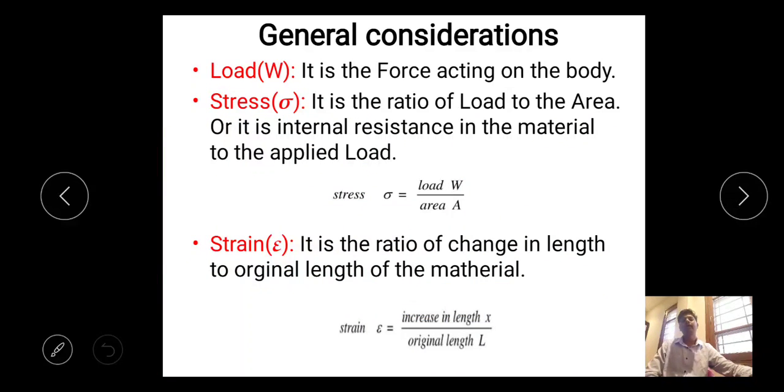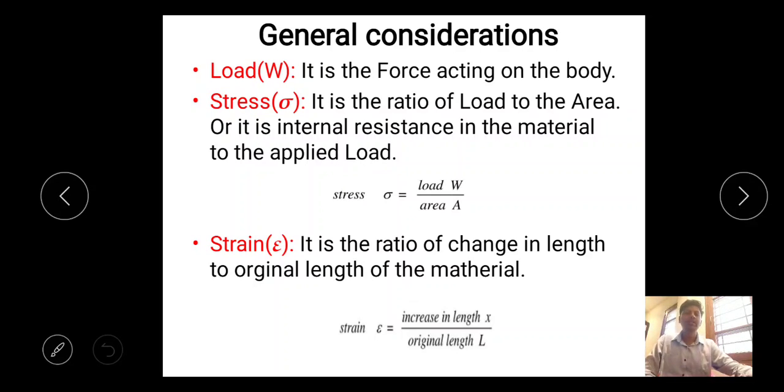Then we will go for the next, the general considerations. Whenever you are designing any machine or component, you require some prerequisites. That means you should know all this to design. For designing purposes, you should know what is load, what is stress, what is strain. Already you have studied these things in your strength of materials. So here we will briefly discuss what all it is, and then we will move on.